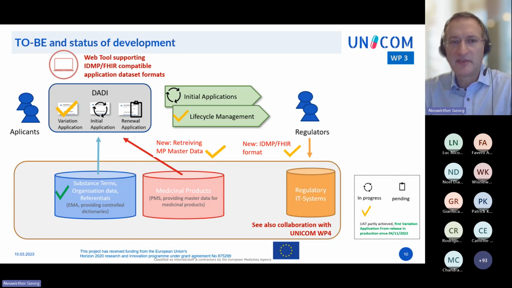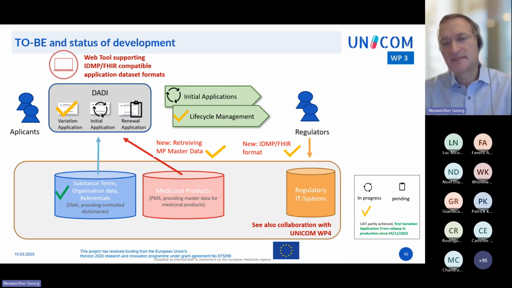We have established the retrieving of master data from PMS. So there is a linkage between the web tool and the PMS database. And once the national data and the MRP TCP products will be in there, we can, as I said before, start the usage for variations for MRP TCP products. And we have defined the IDMP FHIR format. So all this schema work was done, and I thank all the experts at EMA and in the Unicom Consortium for this tricky part of the exercise to adapt the standard to the needs of our regulatory environment.